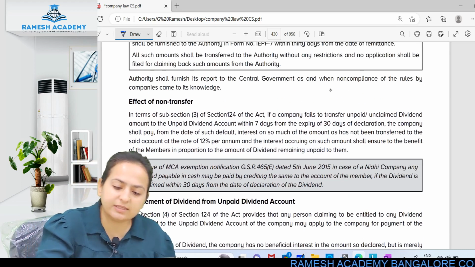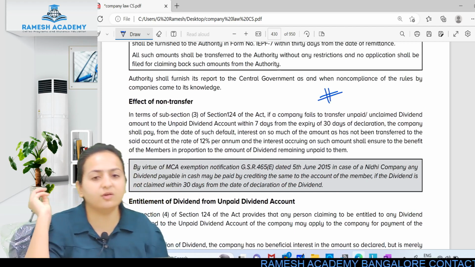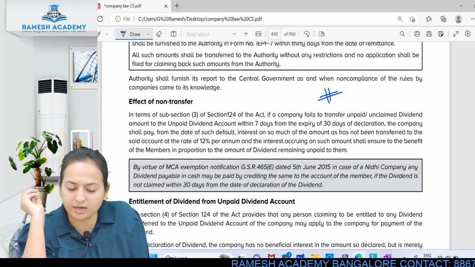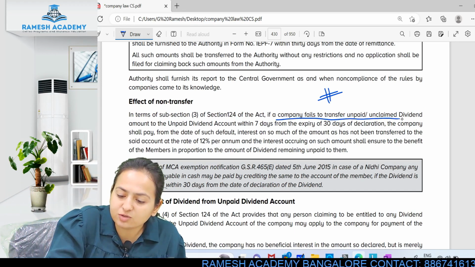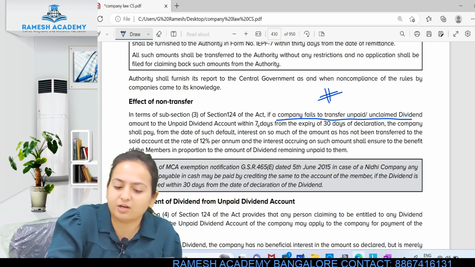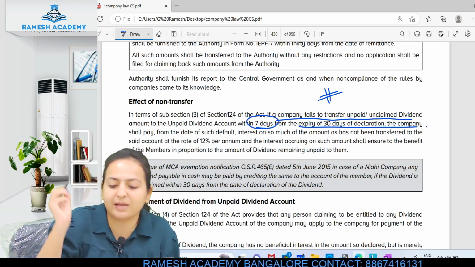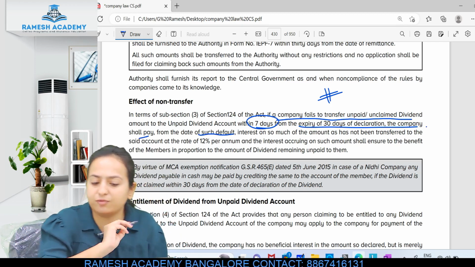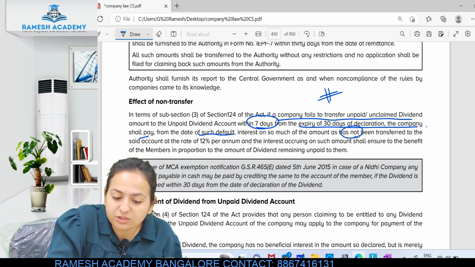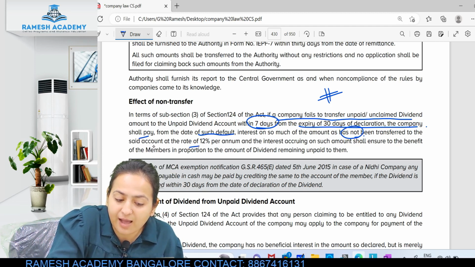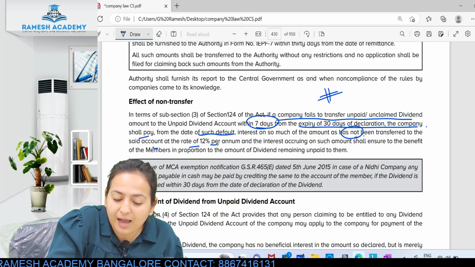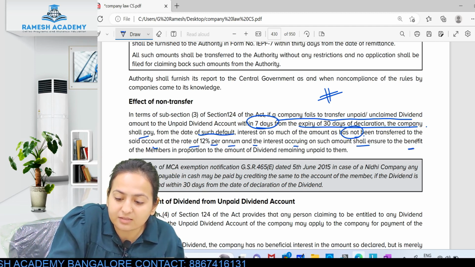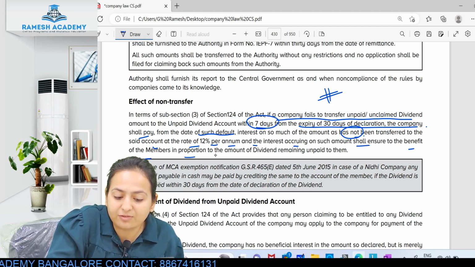Now see, what is the effect if you have not transferred? It is non-transfer. If a company fails to transfer the unpaid unclaimed dividend account within 7 days from the date of expiry of the 30 days, the company shall pay interest from the date of default on the amount not transferred, at the rate of 12% to the benefit of the members.